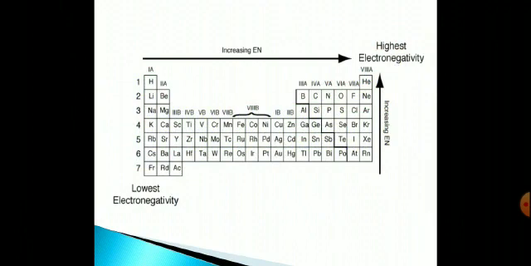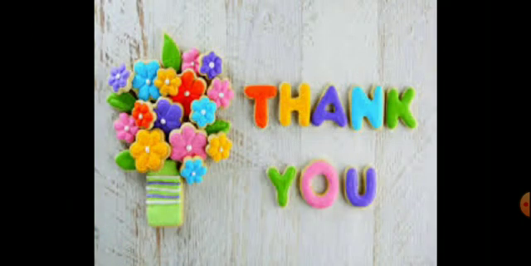That means from left to right, the value increases, meaning they have more tendency to attract the shared pair of electrons towards themselves. Top to bottom, they have less tendency to attract the shared pair of electrons towards themselves. So up to this, the periodic properties are over.